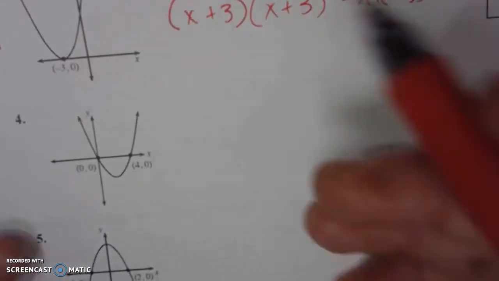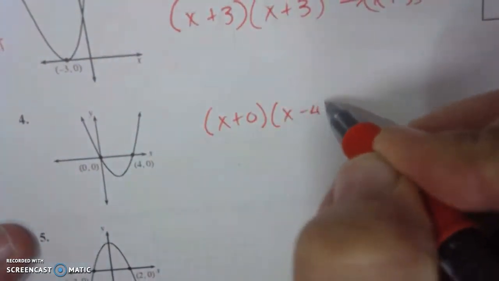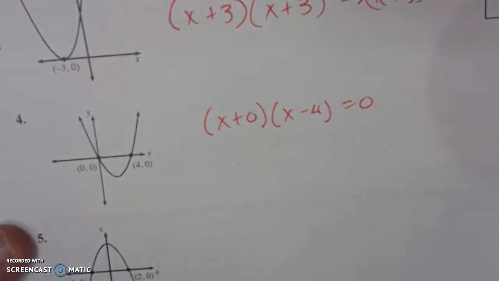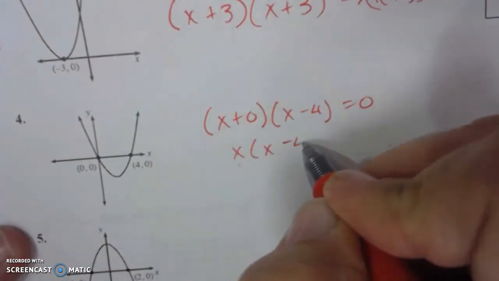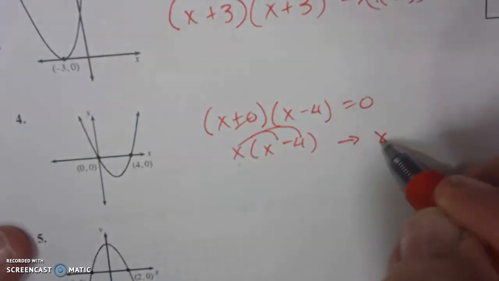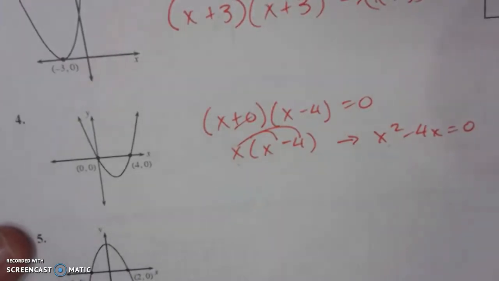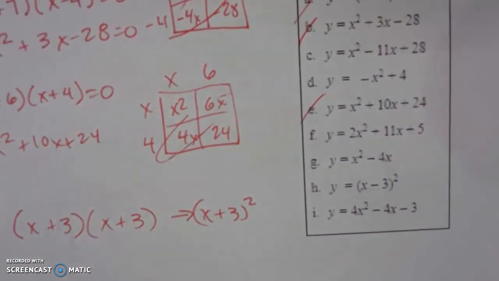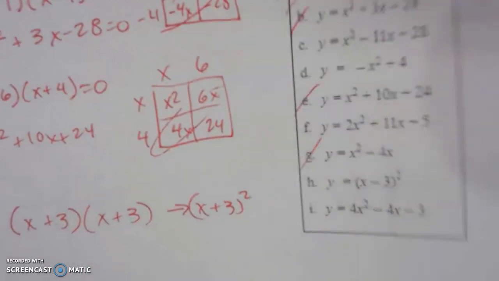Here we go for number 4. I'm going to have x plus 0 and x minus 4 equals 0. So that's the same as x times x minus 4. I got rid of the 0. Now I'm going to do the distributive property, and we get x squared minus 4x equals 0. Or just, that's going to be our equation. We change that 0 to a y. Let's come look at our options. And it's G. So 4 is G.